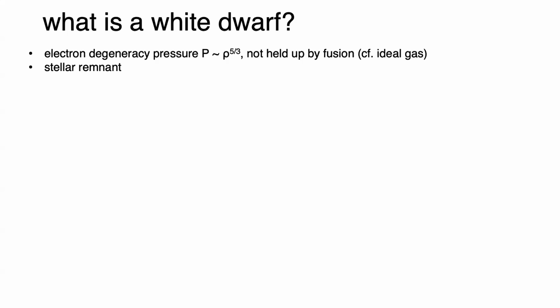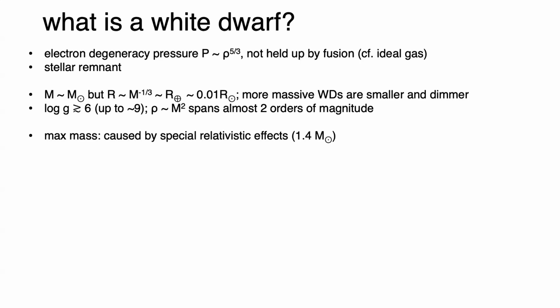It's rho to the 5/3. One can show this. The crucial point is, unlike something like the ideal gas law, this has no dependence on temperature. So in the limit of zero temperature, there's still pressure support. Even if you have a white dwarf at absolute zero, it still has pressure support. And so unlike a normal star, fusion is not a big part of holding them up. And yes, they come from stars.